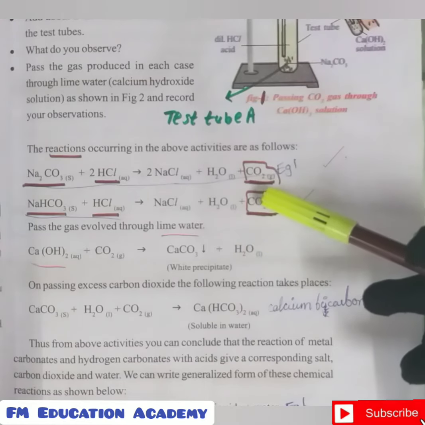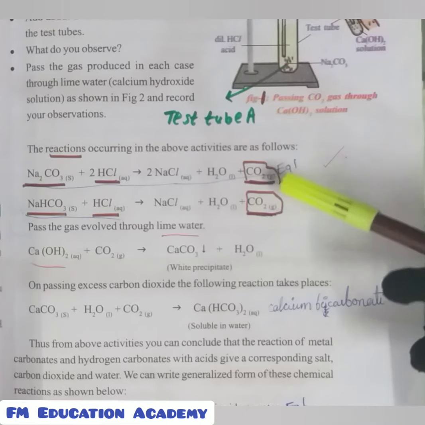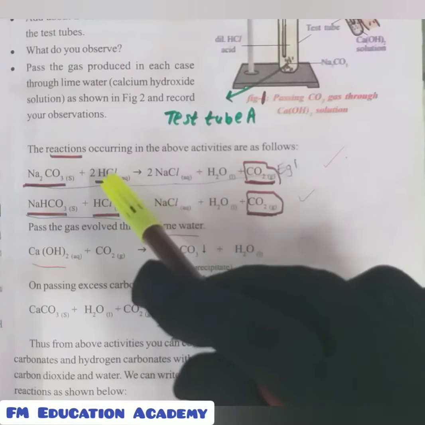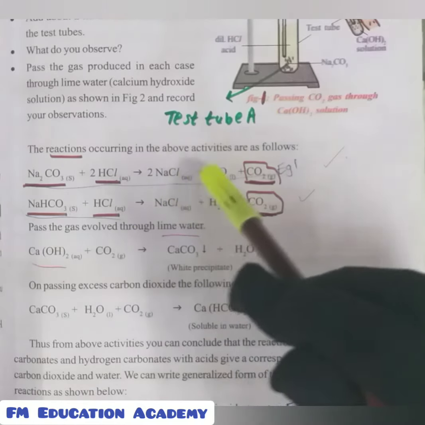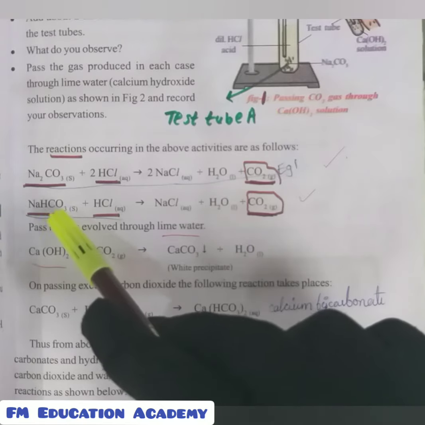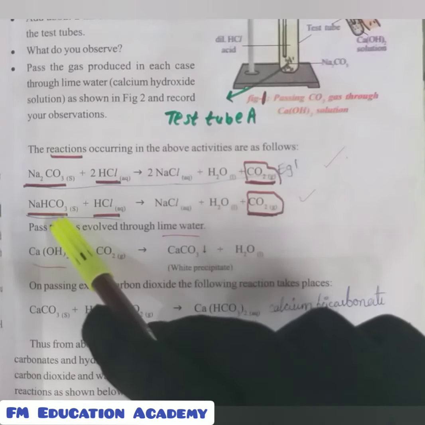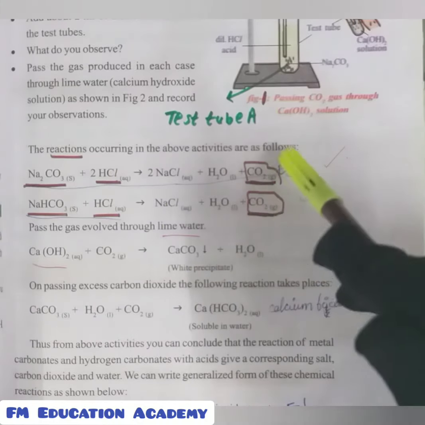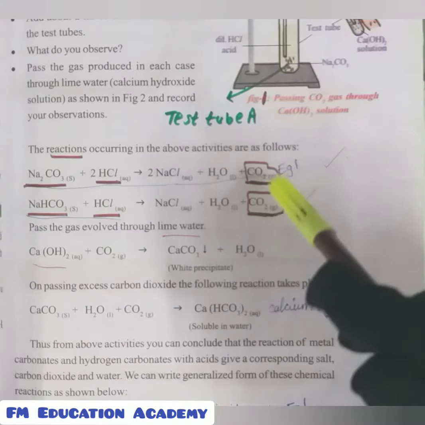In the earlier 2 reactions, we got carbon dioxide as a product. That is, when we took sodium carbonate in test tube A and reacted with hydrochloric acid, we got sodium chloride, water, and carbon dioxide was released. And in the second setup also, in test tube B, we had taken sodium hydrogen carbonate and mixed it with hydrochloric acid. We got sodium chloride, water, and carbon dioxide. So in both of these, we got carbon dioxide on the product side.